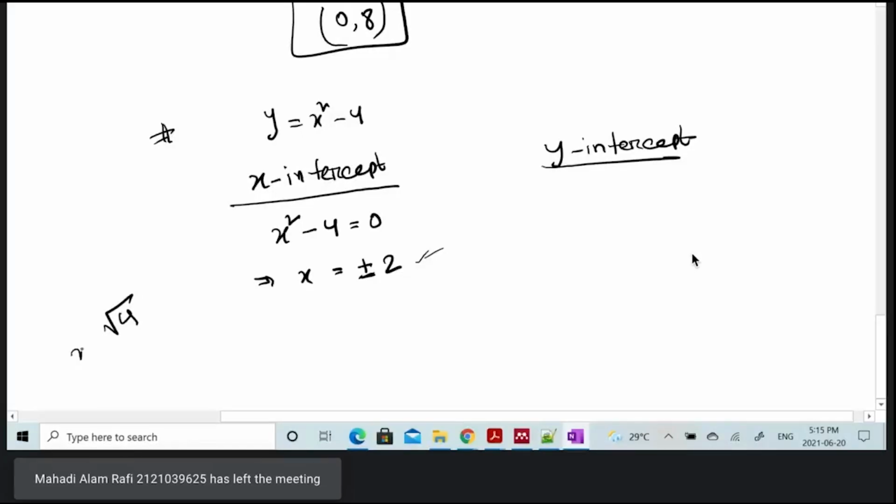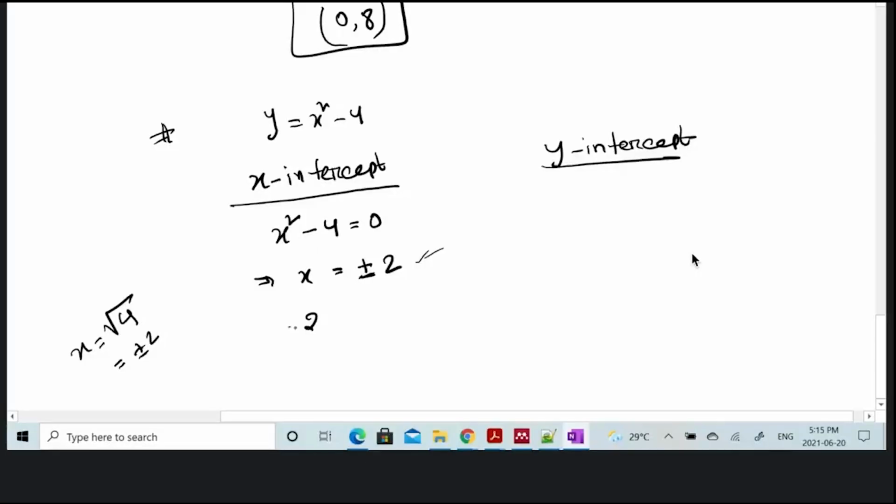So it's gonna be x equal to plus minus root 4, or you can write x equal to plus minus 2. So the x-intercepts are minus 2,0 and 2,0. What about the y-intercept? Minus 4. 0, minus 4 is the one value.